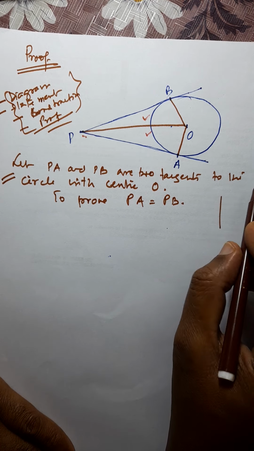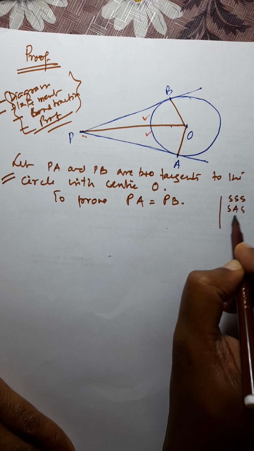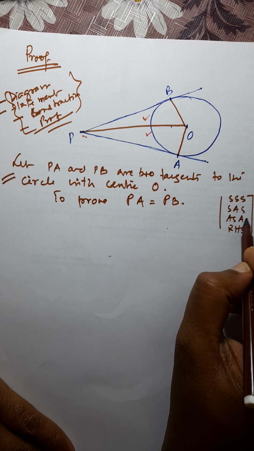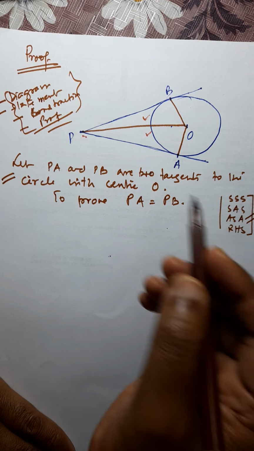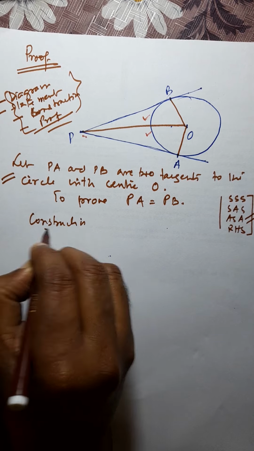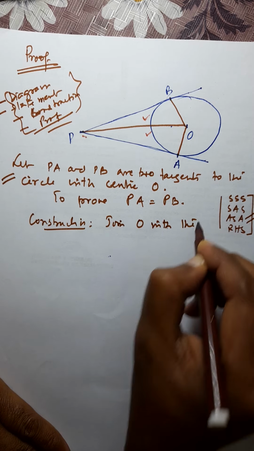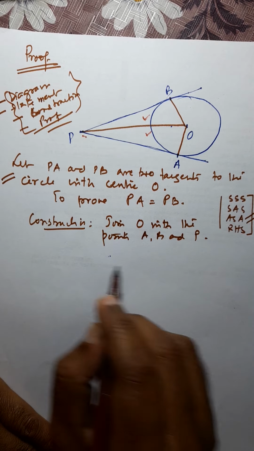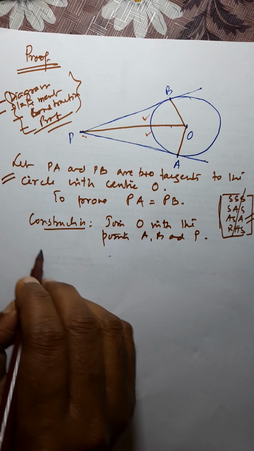For congruence, how many criteria are there? Four criteria: SSS, SAS, ASA, and RHS. If any of them holds good for these two triangles, then we can say the triangles are congruent. Now see what we can say. First we will do the construction. Construction, what we have done? Join O with the points A, B and P. Okay, this we have done. This no need to write, so now proof.